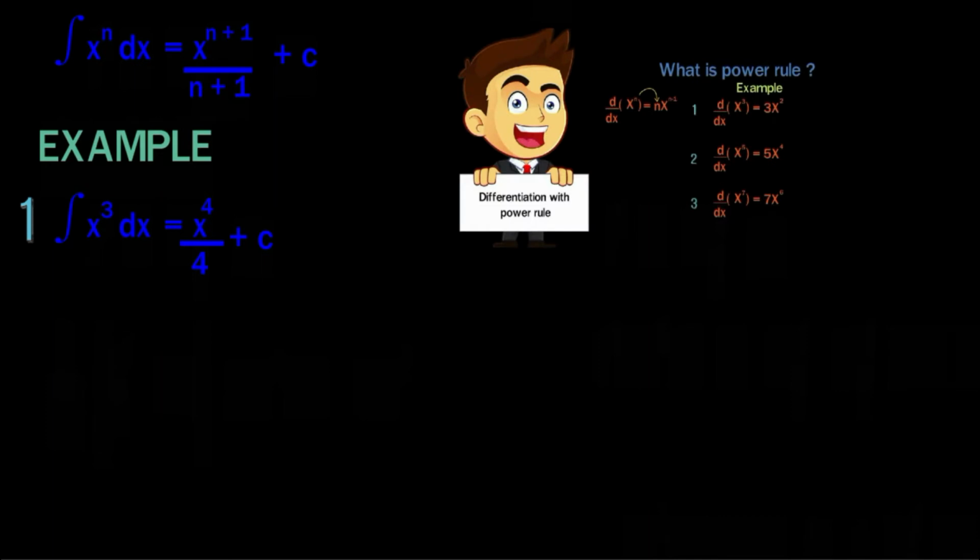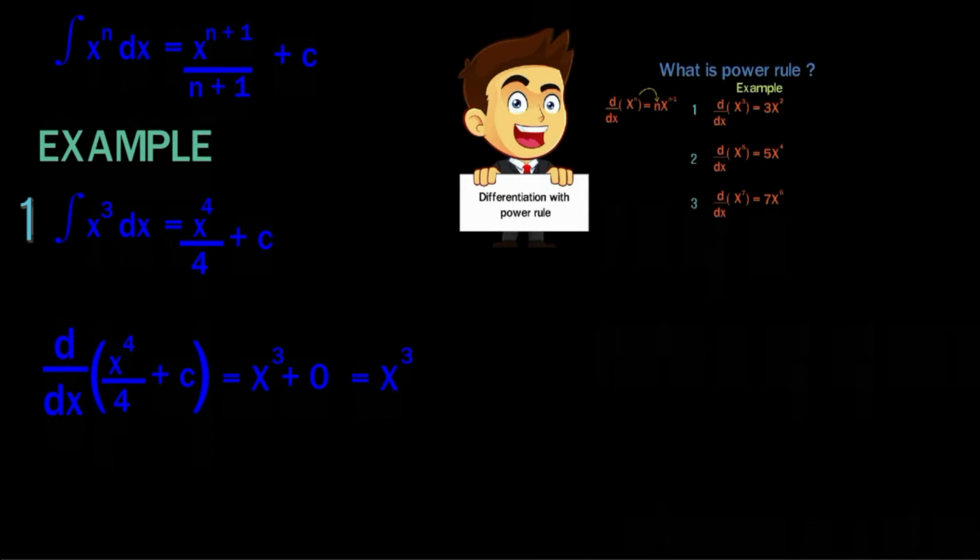So when we do the integral of x to the power of 3, we get x to the power of 4 over 4 plus c. Now when we differentiate x to the power of 4 over 4 plus c, we get back x to the power of 3 plus 0, because the differentiation of a constant number is 0. So we get back x to the power of 3.